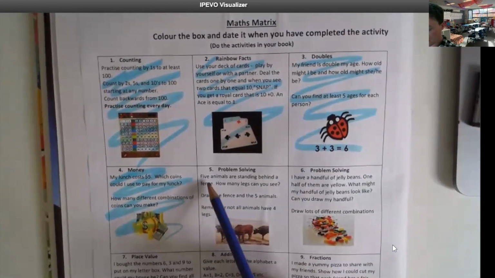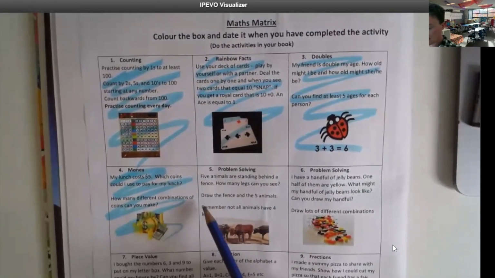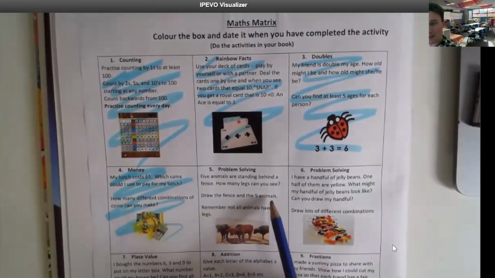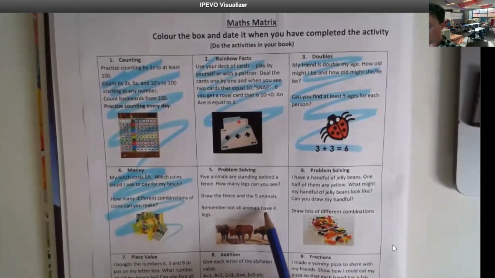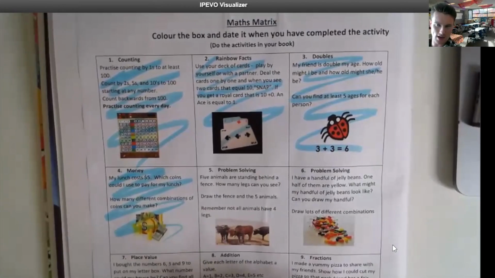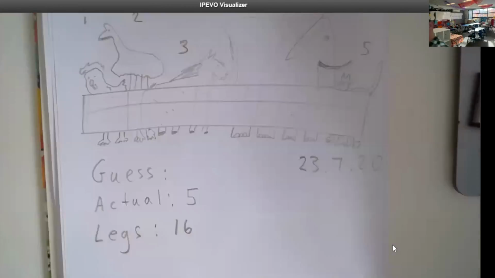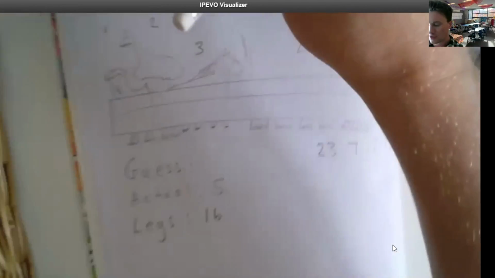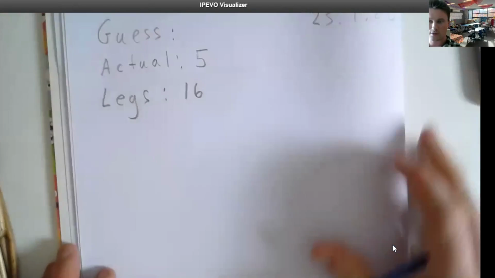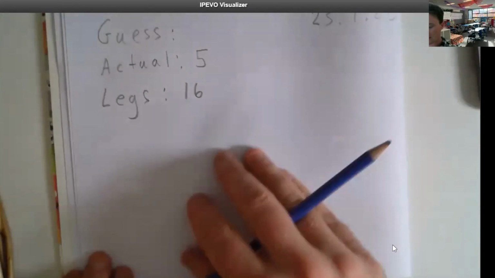Next it says, so we've done the first part, well done. Next it says, draw the fence and the 5 animals. Remember, not all animals have 4 legs. So let me show you what I would do. We've still got a little bit of page down here. You always want to try and use all of your paper so that you're not wasting any paper.